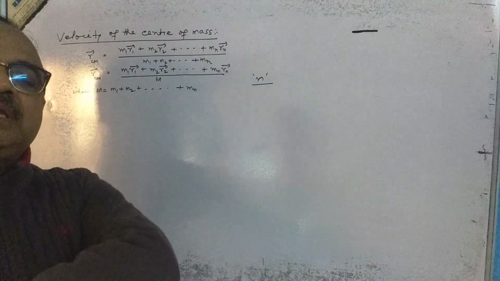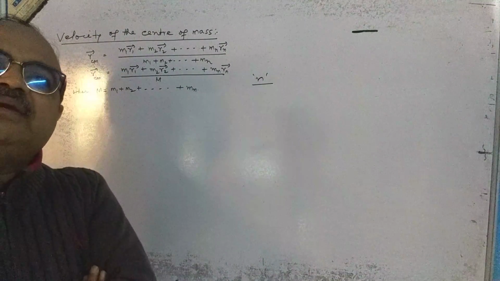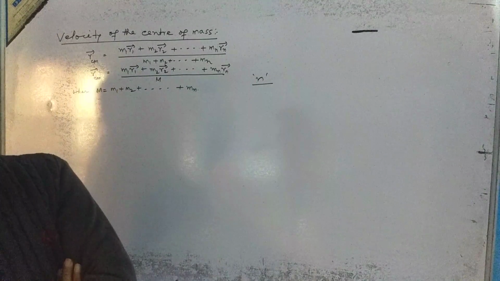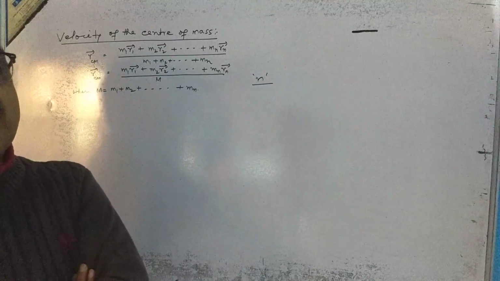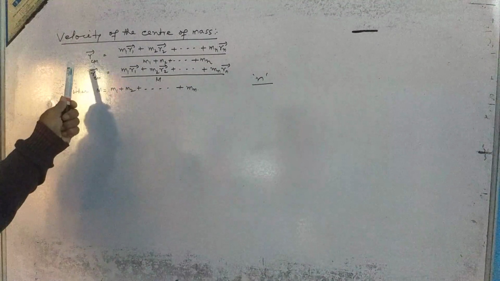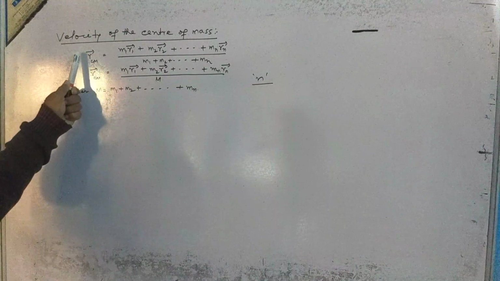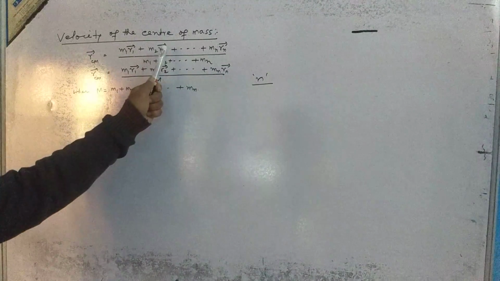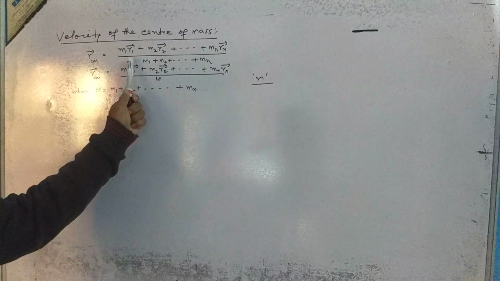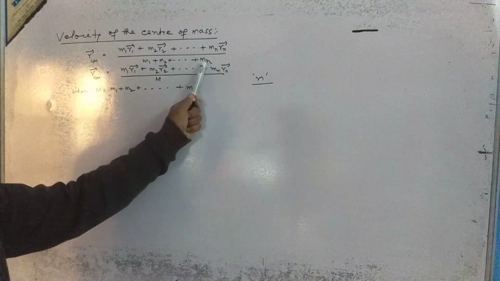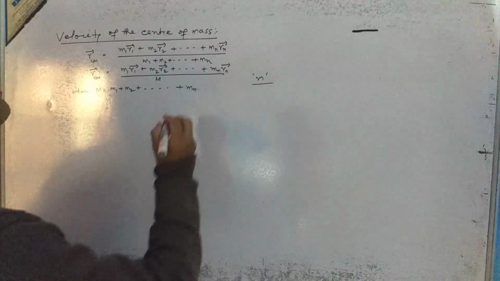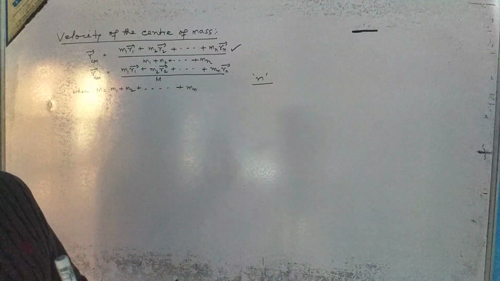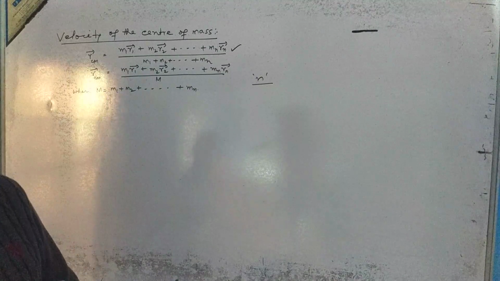Try to follow me. If n number of particles are there in a system, how will the position vector for the center of mass be indicated? The position vector for the center of mass, R_CM vector, is equal to m1r1 vector plus m2r2 vector and so on up to mnrn vector divided by m1 plus m2 and so on up to mn. It's a derived equation in the last class. It's not a new thing, we have already derived it.